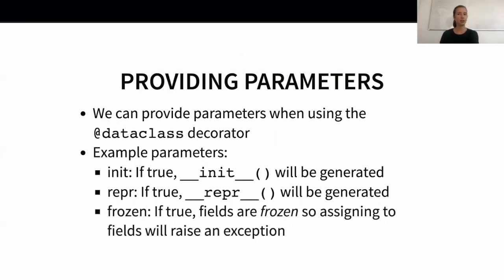Another interesting parameter is frozen. If setting frozen to true, its default value is false, fields are frozen, so assigning to fields will raise an exception. That should sound familiar. Remember that I mentioned in the summary of the namedtuples that we can use data classes for creating immutable classes. That's exactly what this is doing.